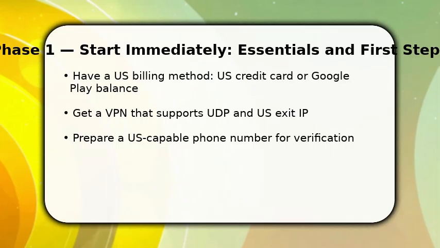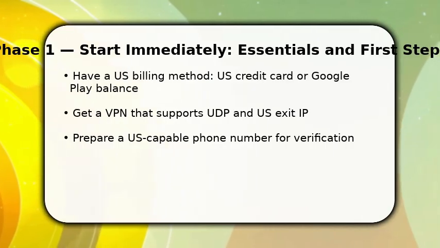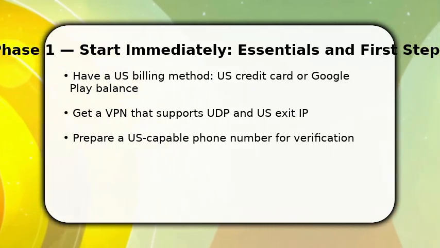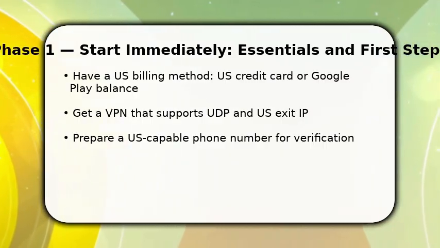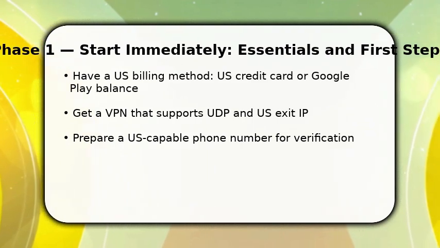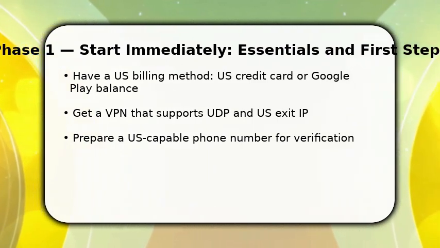Enter your Google account, then choose a US phone number for verification. Use the prepared US-capable number. Once done, pause and verify you received the text or call, because that step unlocks the next actions.